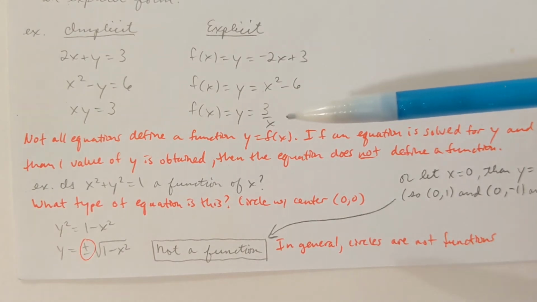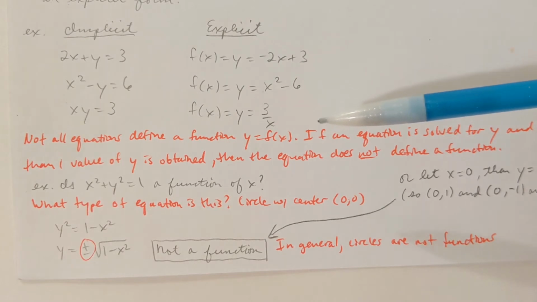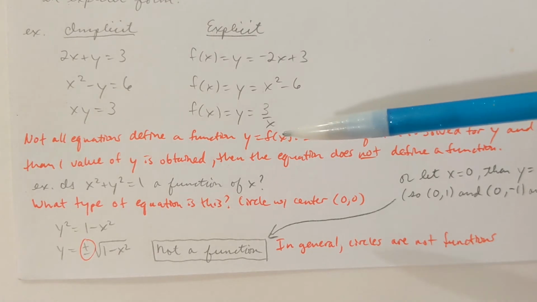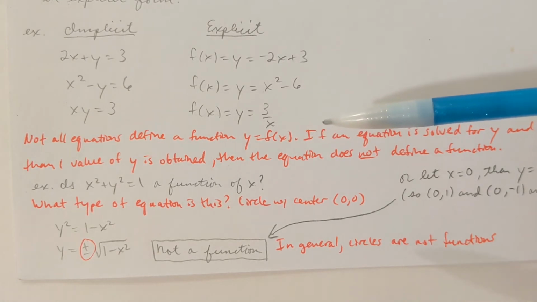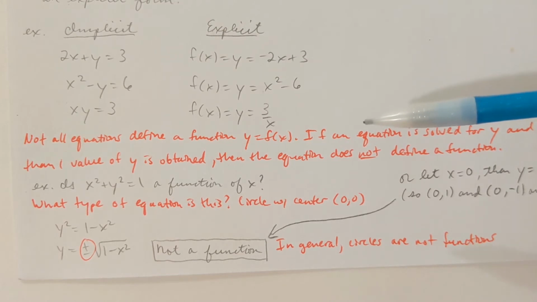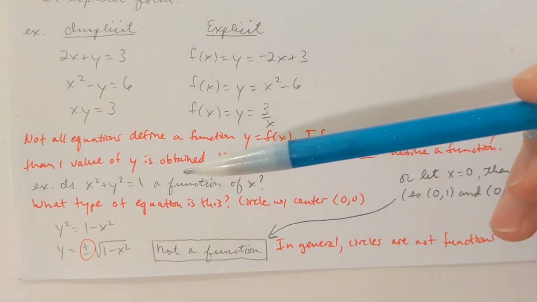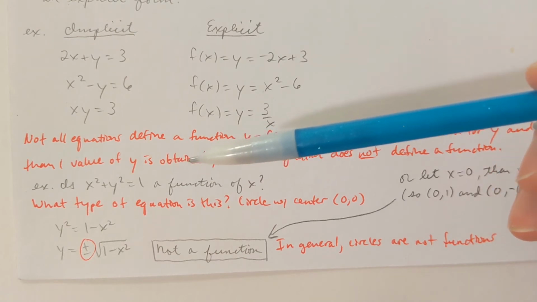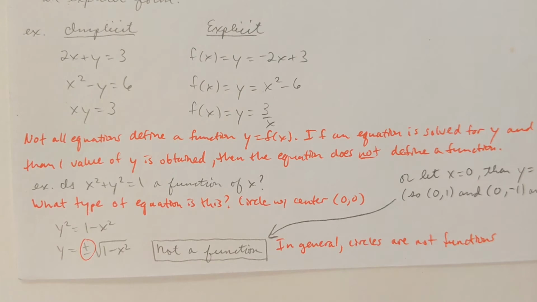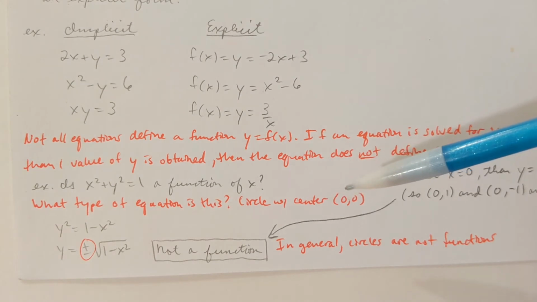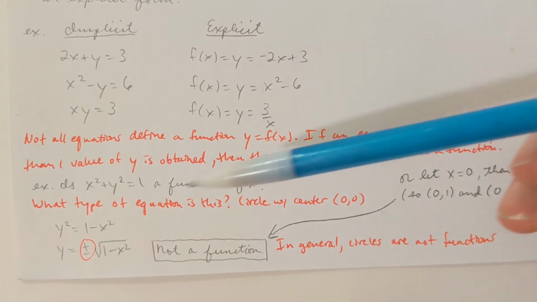Now, not all equations define a function y equals f of x. If an equation is solved for y and more than one y value is obtained, then the equation does not define a function. Okay, so for example, is the equation x squared plus y squared equals 1 a function of x? What type of equation is this? This is a circle centered at 0, 0.